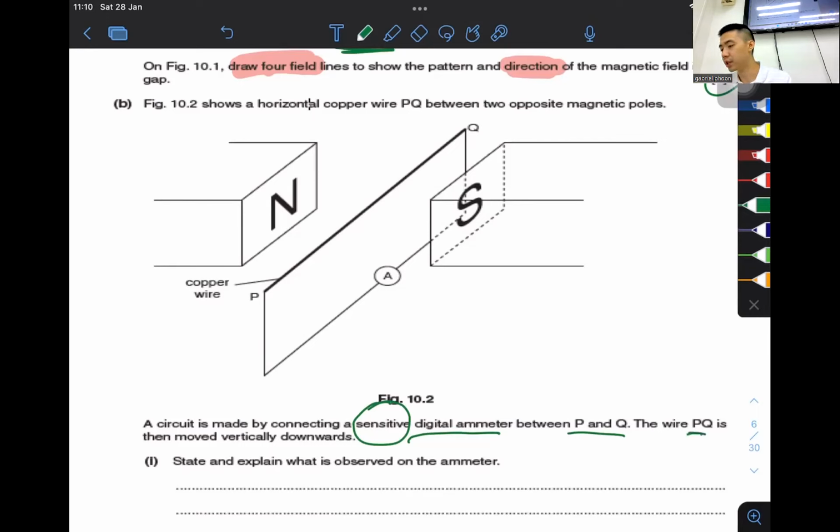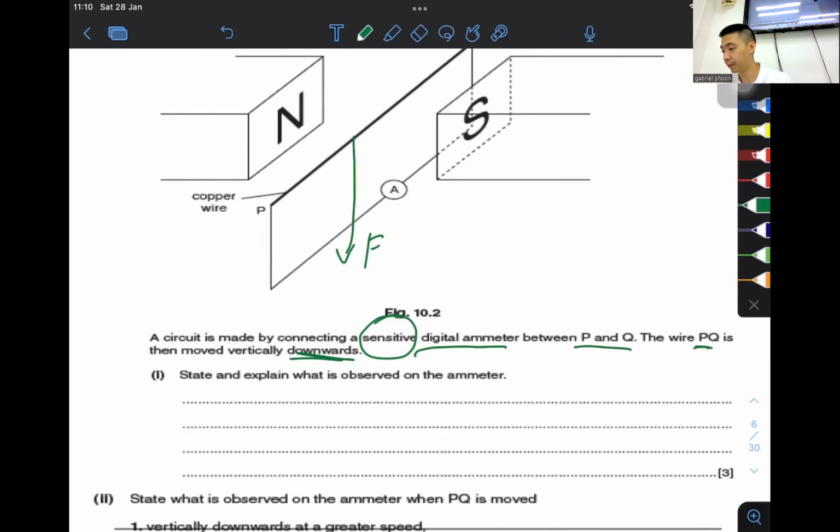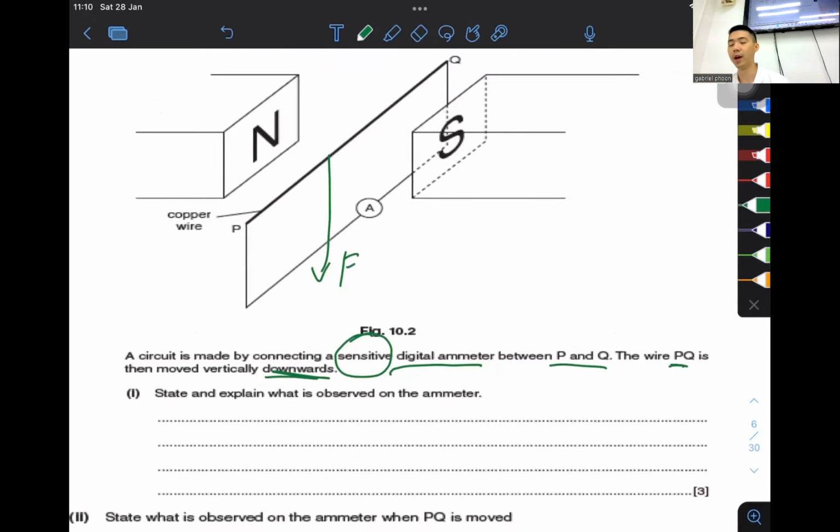While PQ is moved vertically downwards. Oh, PQ is moved vertically downwards. State and explain what is observed on the ammeter. So first and foremost, we state what's going to happen on the ammeter. What do you think is going to happen on the ammeter?